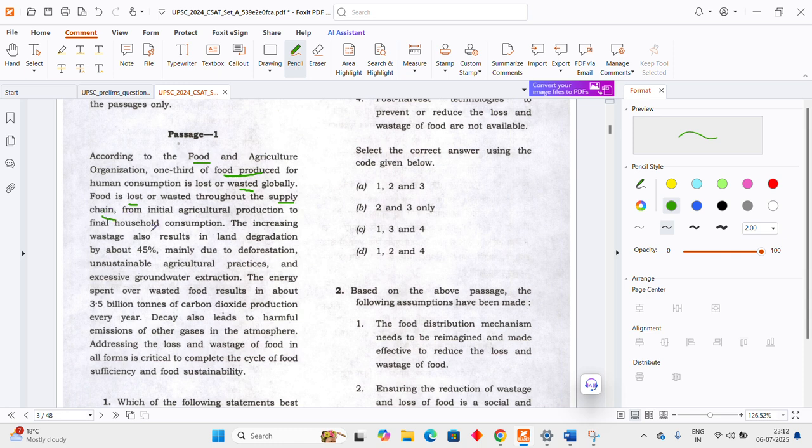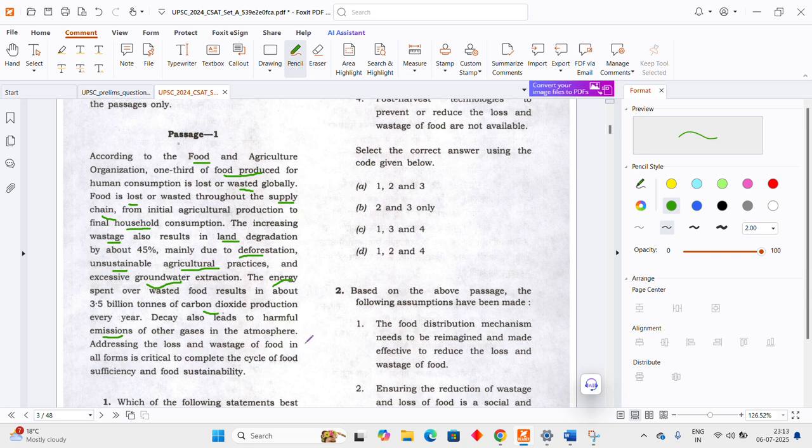Then it is talking about household consumption. So not only is it being lost in the supply chain, household consumption is also a problem. There is wastage happening. This wastage is resulting in land degradation, and deforestation has also been mentioned. There is agriculture practice, which is a problem. It is being linked to groundwater as well. Then it is also linked to energy and carbon dioxide. Then it is talking about emissions, which is again linked to carbon dioxide.